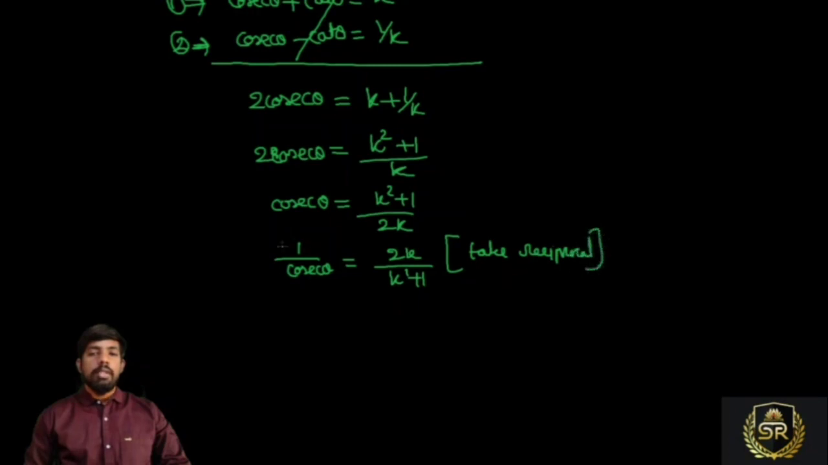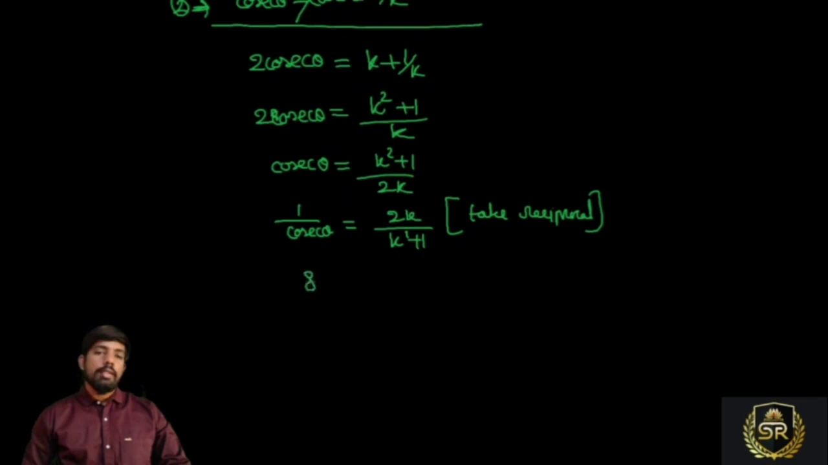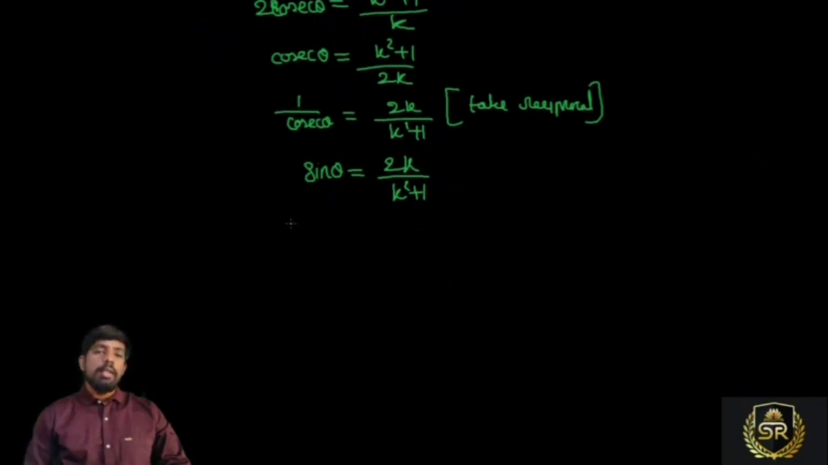Because here 1 by cosecant square is what? Sine only, right? So that's the reason I'm writing sine theta is equal to 2k by k square plus 1. Therefore sine theta is this. Then what is sine square theta? Sine square theta is squaring on both sides.